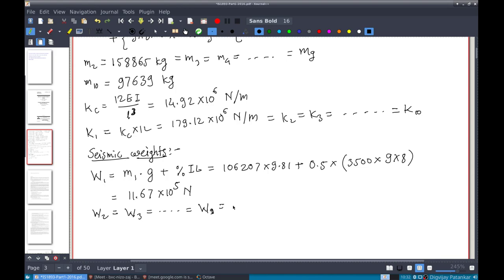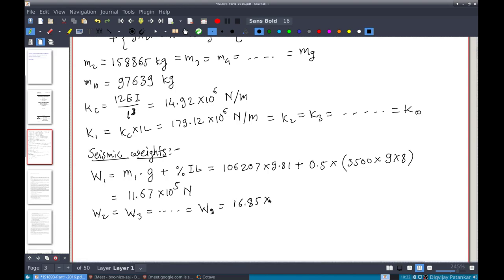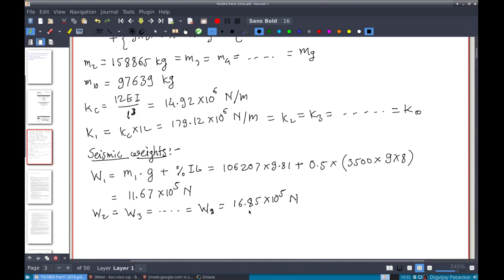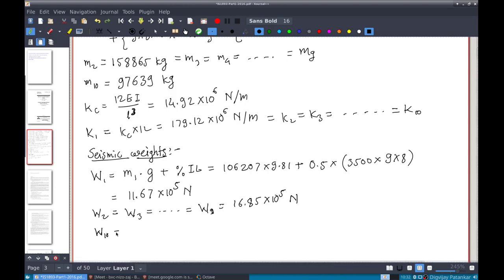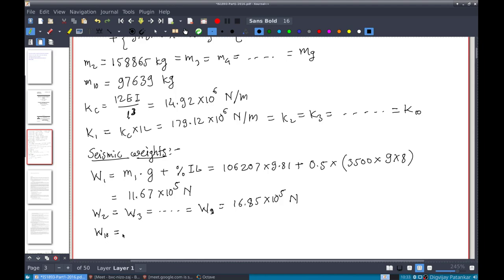Tell me what is this answer here? 16 point or 15 point something? 16.85 into 10 to the power 5 Newton, and W10 is equal to 10.84 into 10 to the power 5. In this case you should not consider any imposed load, only M10 into g. Okay, sir.